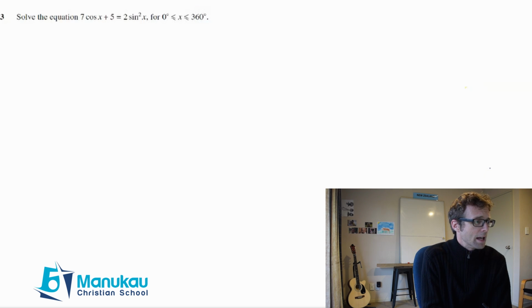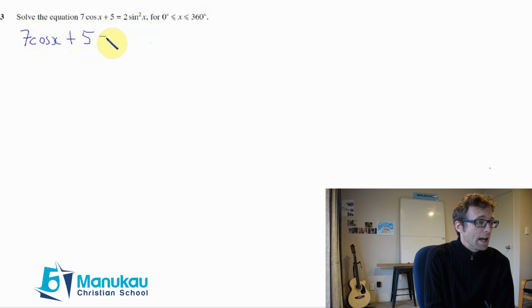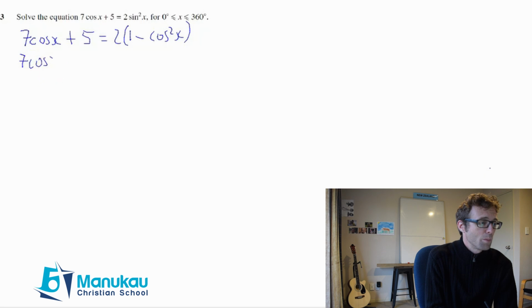Here we have 7 cosine x plus 5 equals 2 sine squared x. So I'm going to use my trigonometric identity here to change that sine squared x into cosine squared x. So what I'm going to do here is replace it with 1 minus cosine squared x using the identity that we've learnt this year. My next line is going to be the same, except I'm just going to expand that bracket out. So I'm going to have this, 2 minus 2 cosine squared x.